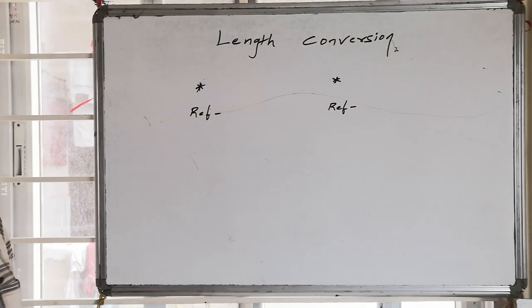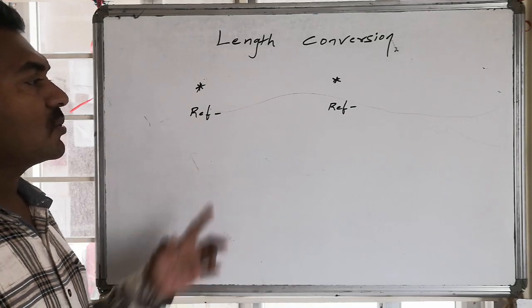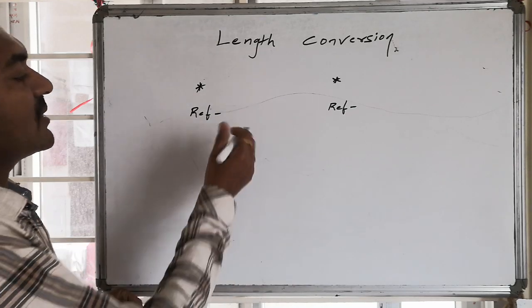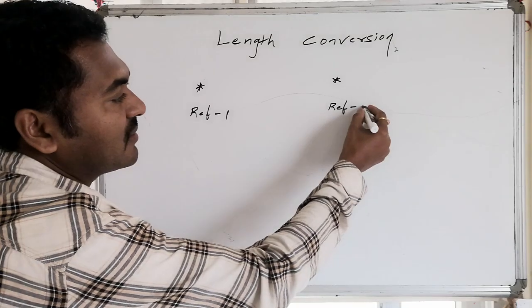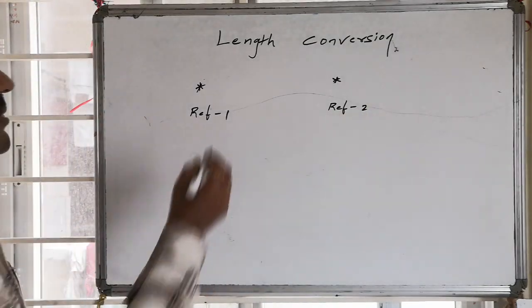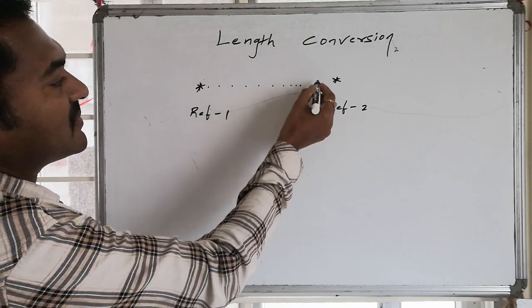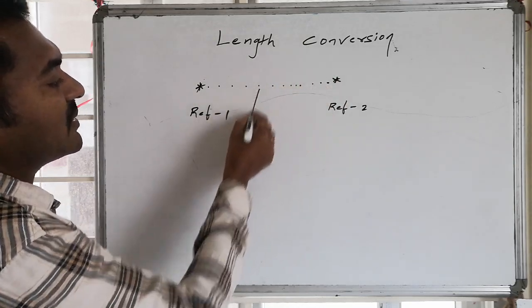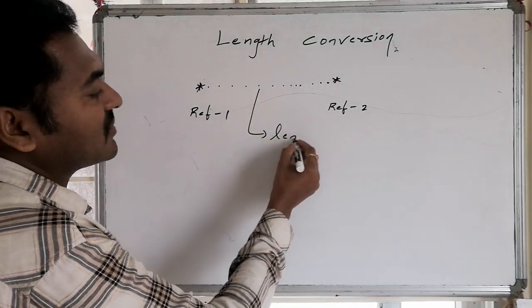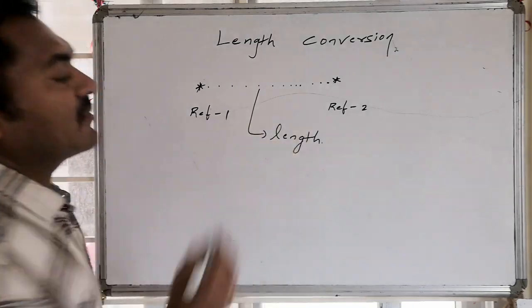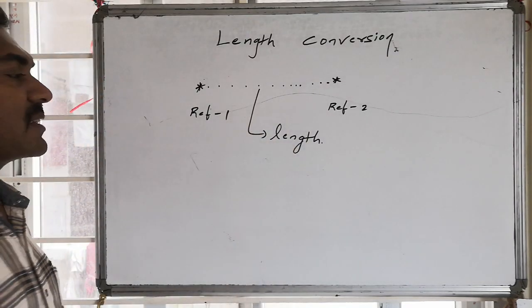Length conversion. Suppose let us take two reference points. This is reference 1 and this is reference 2. The distance present between the reference points is said to be what? Length. This is known as length.